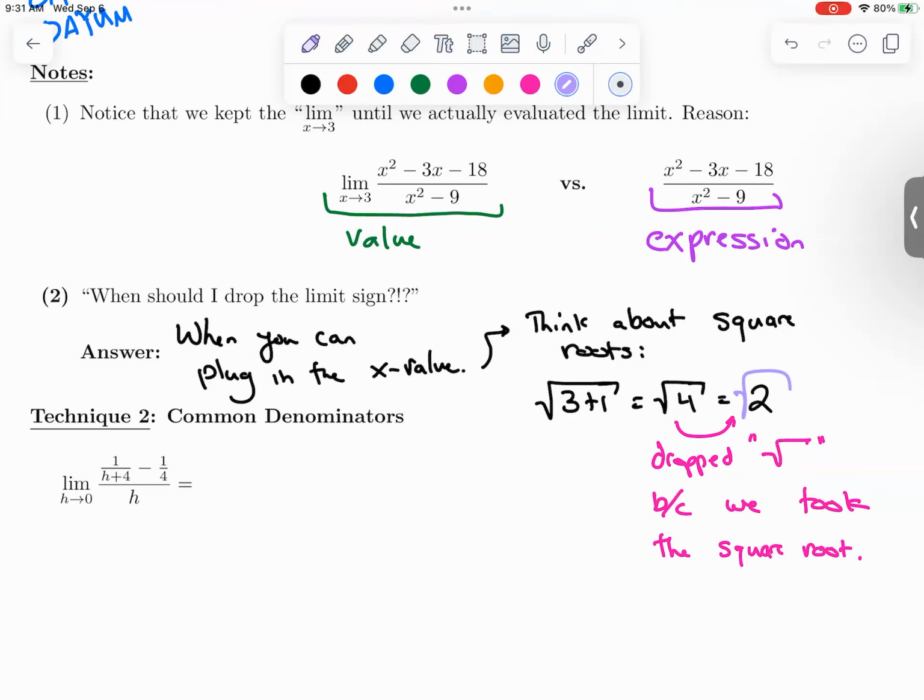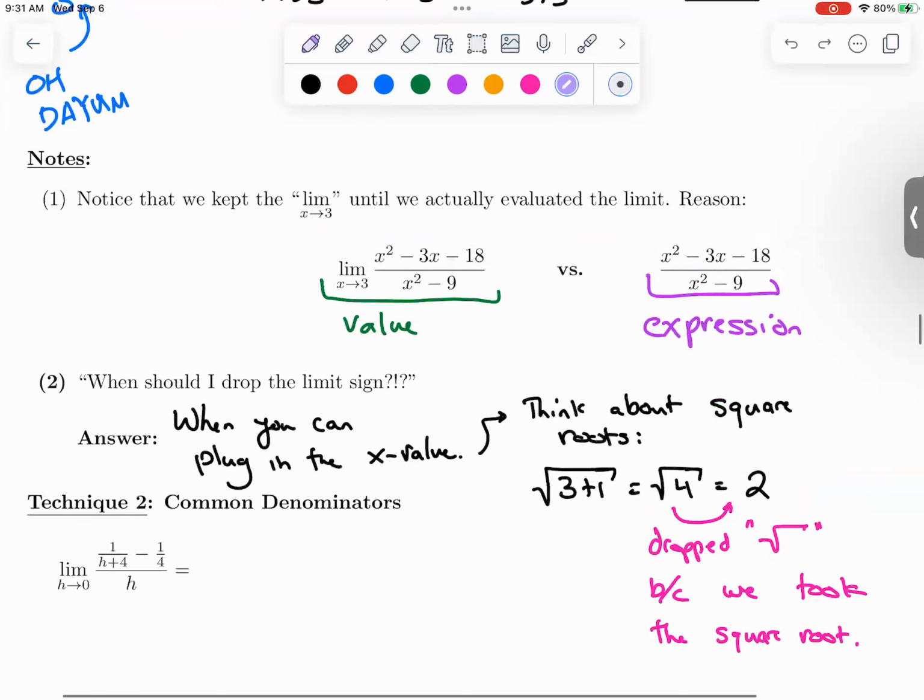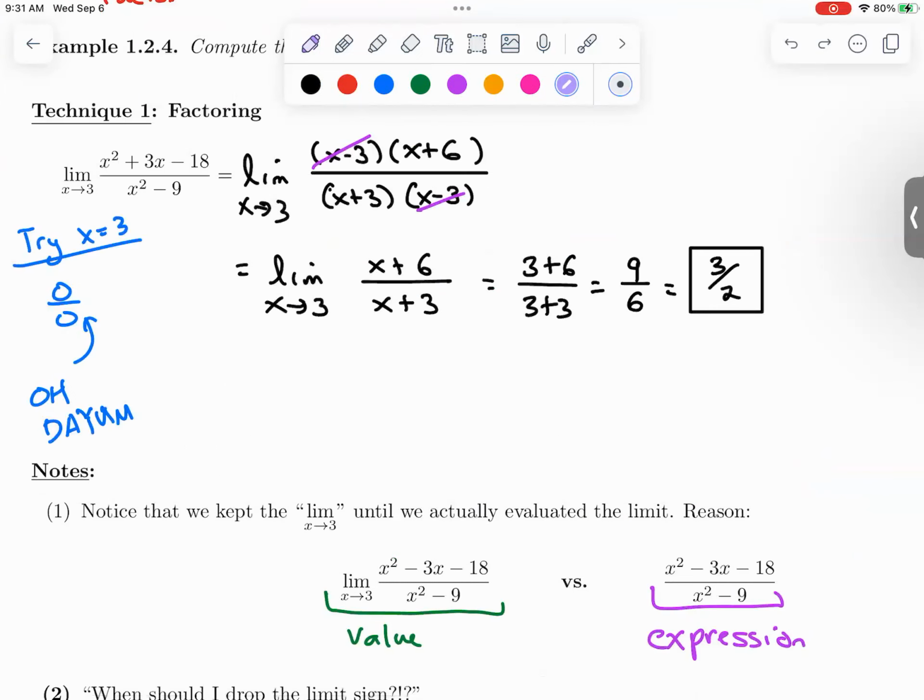So we need to know when to stop writing the limit. We stop writing the limit when we've taken the limit, which is when you plug in the value. So going back up here one more time, and don't worry if you don't have it written down, we can go back. I dropped the limit sign precisely when I was able to plug in the x value. I didn't drop it beforehand. And if you do mess this up, I will have to mark you down for not being mathematically valid.